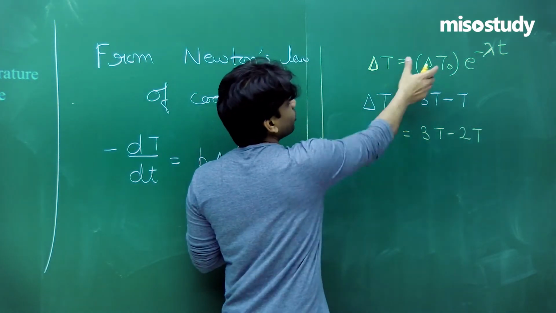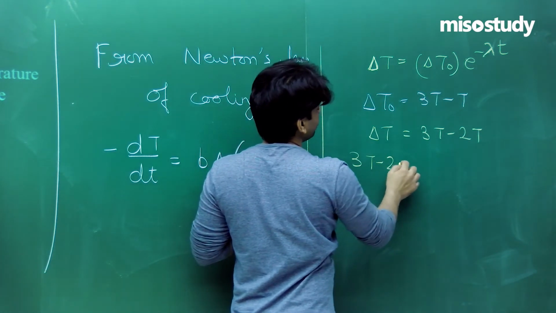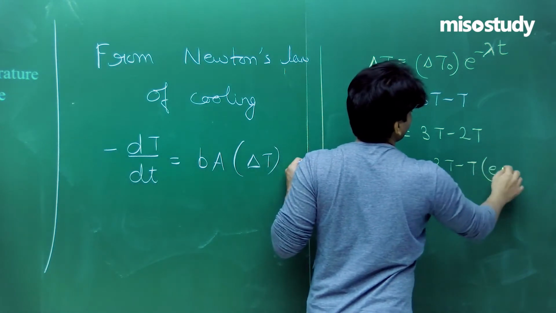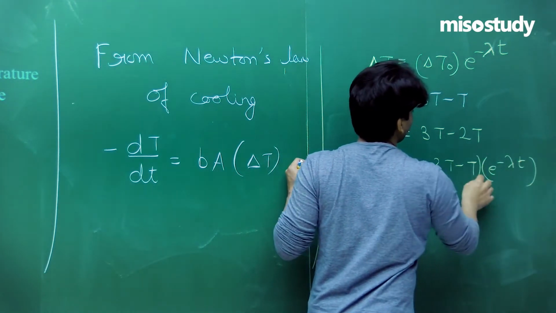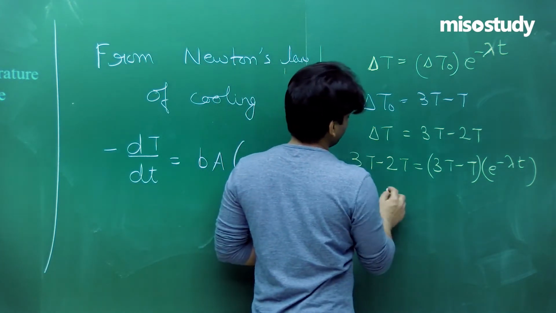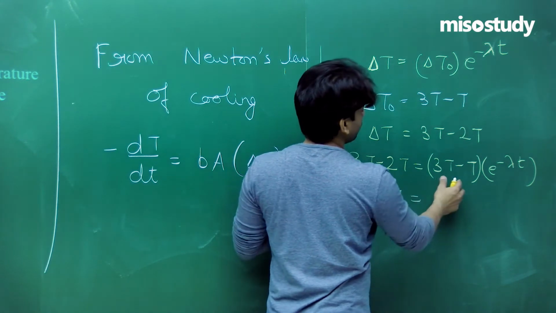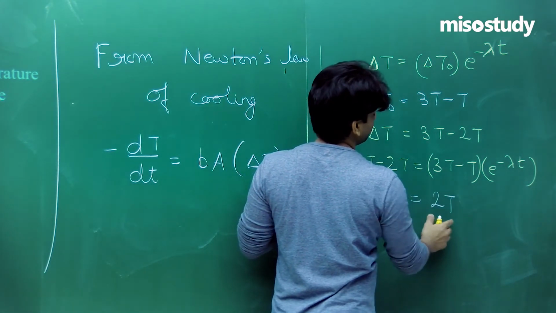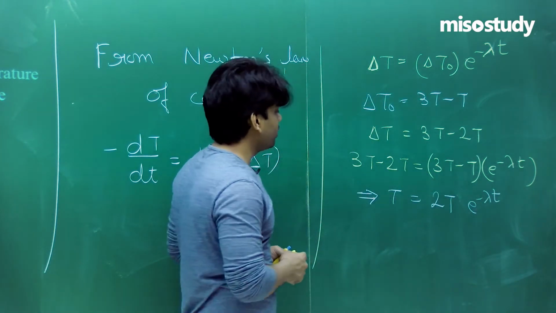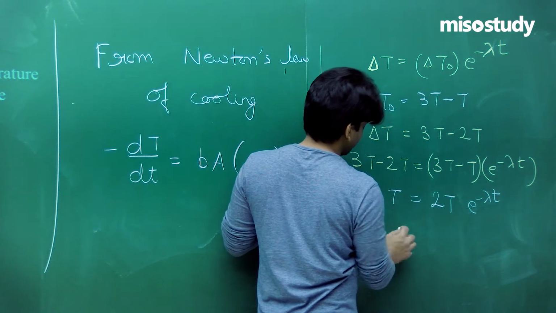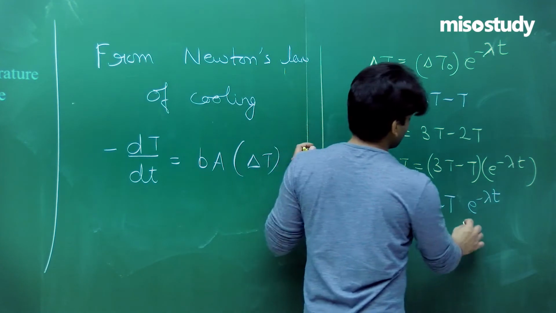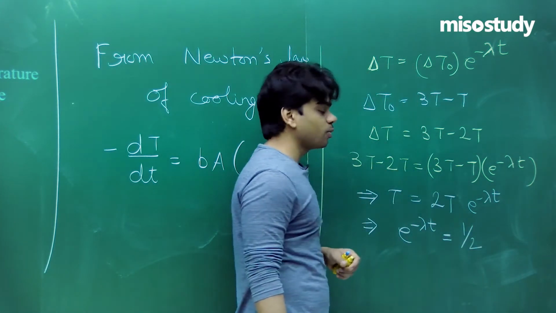So if I put all these values in this equation, we'll have 3T minus 2T is equal to 3T minus T. This is what we're going to obtain into e to the power minus lambda T. Now clearly you can solve this. 3T minus 2T will give you T, and this will be equal to 2T e to the power minus lambda T. T is 10 minutes, so we need not worry. So e to the power minus lambda T comes out to be clearly 1 upon 2.